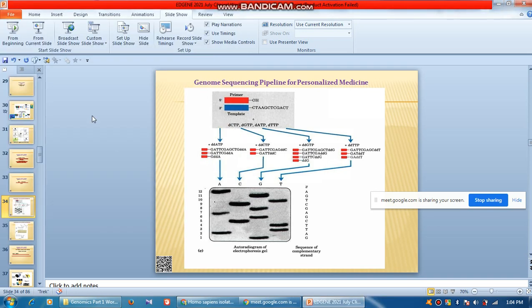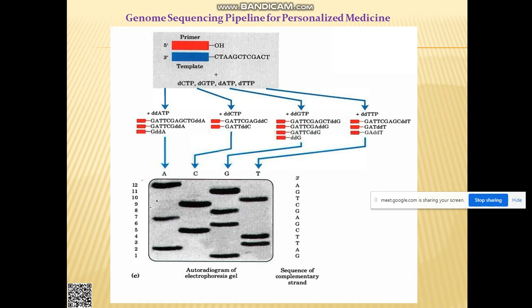So what happens is whenever there is a C, there is a G which will enter. Now whenever there is a T, the opposite will be an A. Whenever there is an A, there will be a T. So likewise, the DNA will be formed.